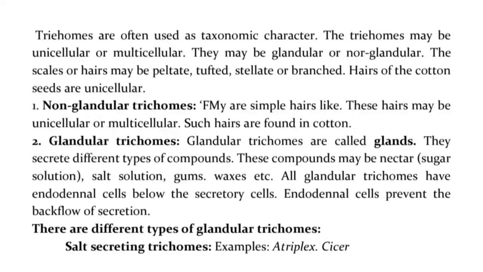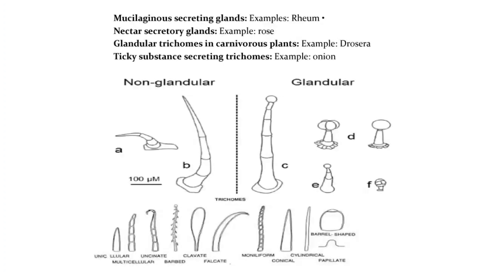There are different types of glandular trichomes. Salt-secreting trichomes. Examples are Atriplex, Tamarix. Mucilage-secreting glands. Example: Rheum. Nectar-secreting glands. Example: rose. Glandular trichomes in carnivorous plants. Example: Drosera. Substance-secreting trichomes. Example: onion.